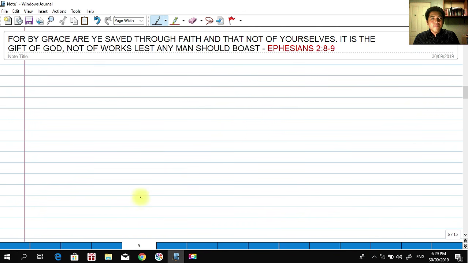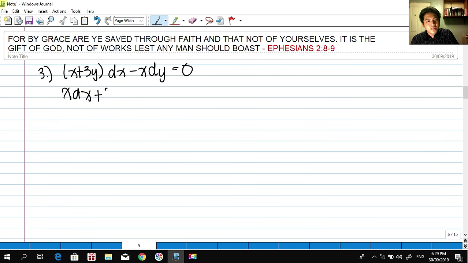So again, another example so that we can practice our skills in solving. So we have x plus 3y dx minus x dy is equal to 0. Now, this type of differential equation, we cannot actually see whether it is linear in y, or linear in x, unless we distribute this. So we have x dx plus 3y dx minus x dy is equal to 0.